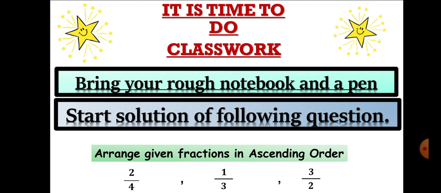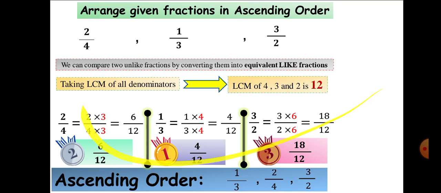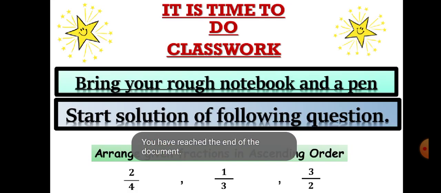Then it's time to do classwork. You should have a rough notebook and a pen with you, and you have to start doing this question. You have to arrange the given fractions into ascending order: 2 over 4, 1 over 3, and 1 over 2. You have to answer in the comment box, and I'm going to give you grades also. You can basically do this, I will not tell you the answer.